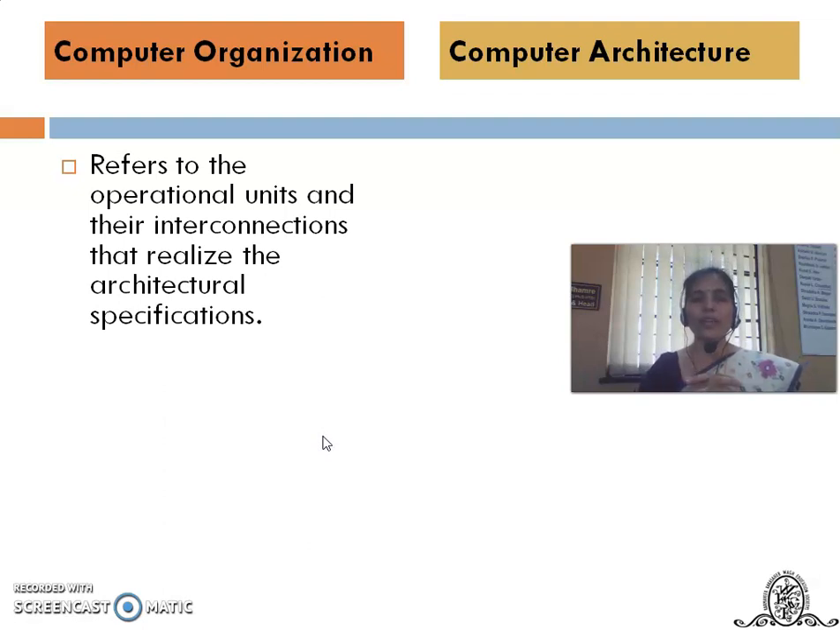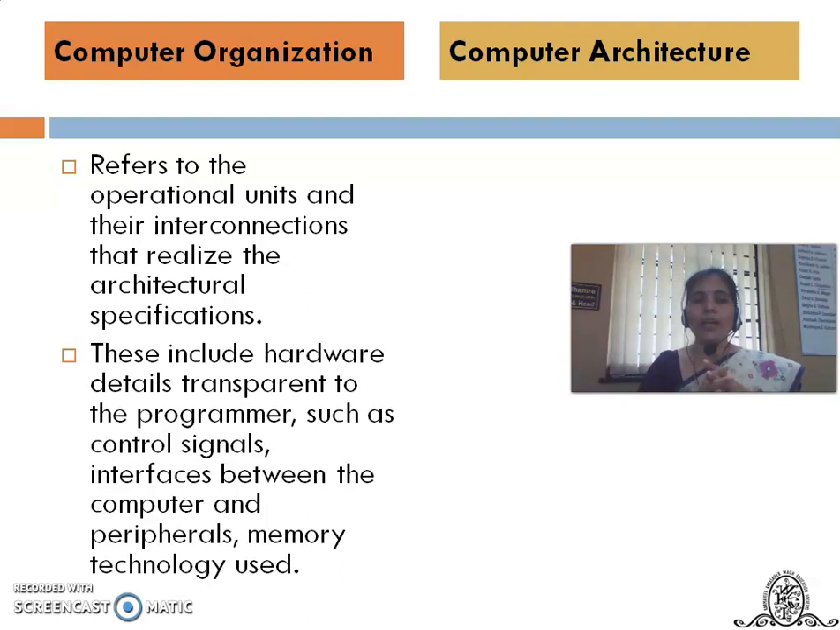The first one is computer organization. When we refer to this term, it is actually referring to the operational units and their interconnections. These two aspects, the operational units and the interconnections, help us to realize the architectural specifications. Therefore, these aspects include the hardware components, and these are transparent to the user or the programmer.